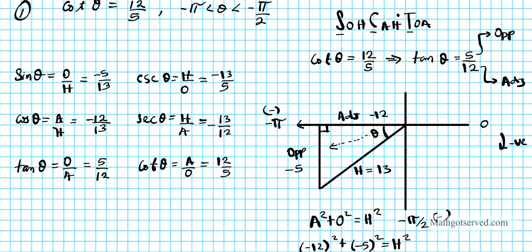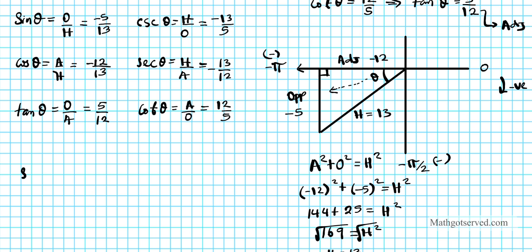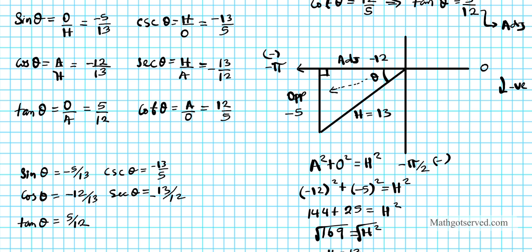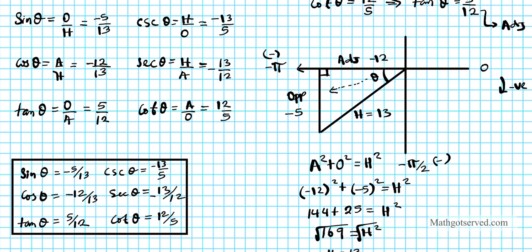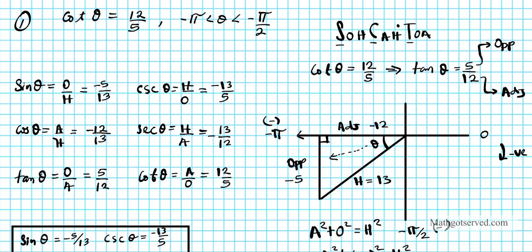All right, so let's go ahead and list our 6 trig ratios. Sine theta is -5/13. Cosecant theta is -13/5. Cosine theta is -12/13. Secant theta is -13/12. Tan theta is 5/12, and cotangent theta is 12/5. So there goes your 6 trig ratios. Actually, it's 5 of them because we were given cotangent before. Cotangent was 12/5.